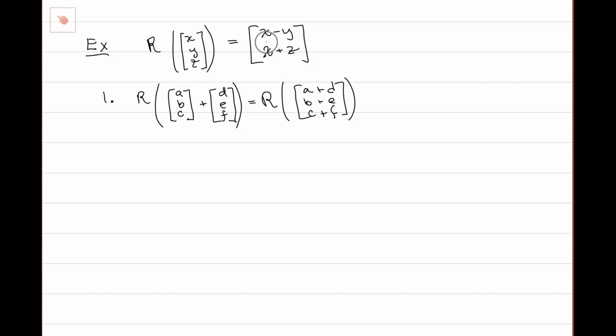And I just want to point out that for the first component, we're going to have x minus y. So this is like our x, y, and z here. So we need to be careful when we're plugging in. We're going to get a plus d minus b plus e. And I'm going to put that b plus e in parentheses. And for our second component, we're going to get x plus z. So that's a plus d plus c plus f. No parentheses needed there. Okay, so that's our left-hand side of that first condition.